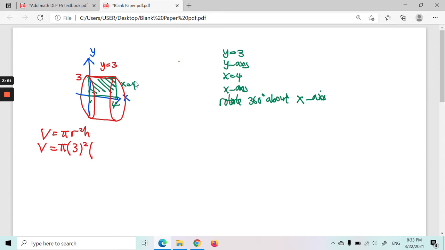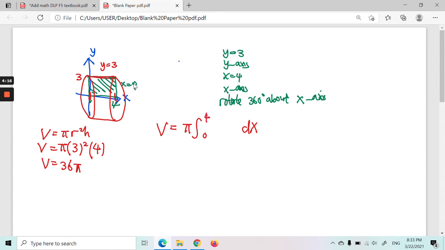Which is x equals 4. So 4. When you simplify, you will have 36 pi, the volume of this cylinder. If I find the volume by using integration, I will have pi, always pi in front, and then rotate about the x-axis, so I have dx here, and then integrate from where to where for x? Integrate from 0 to 4.